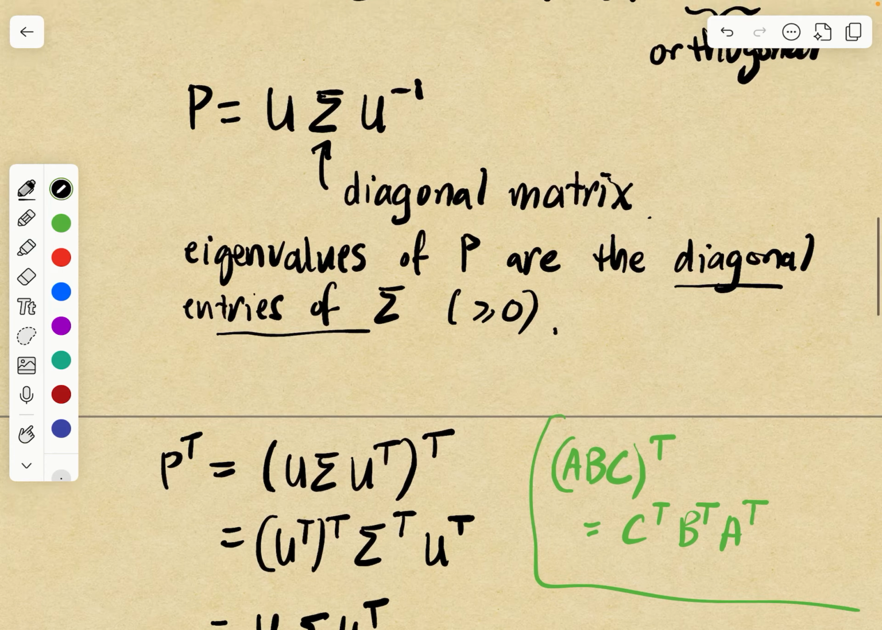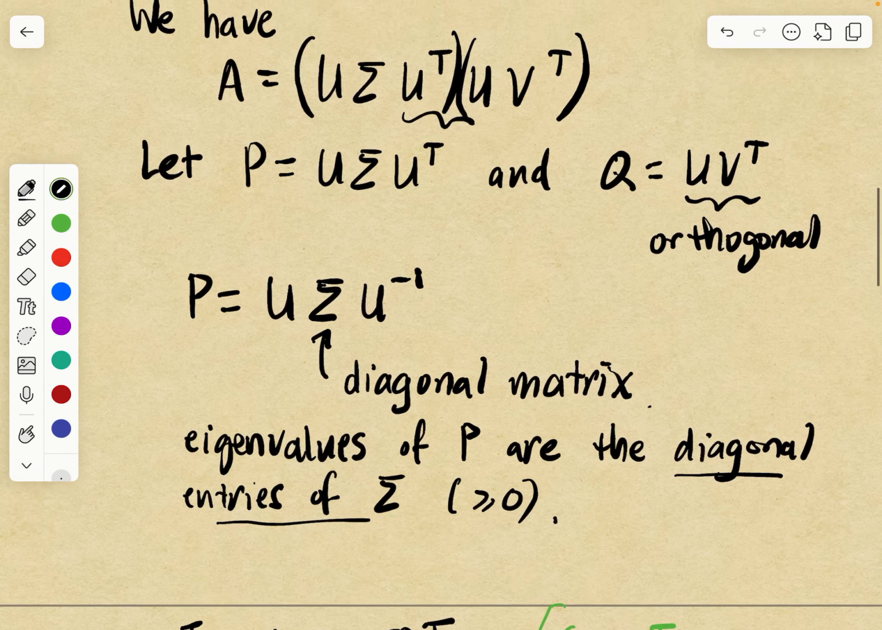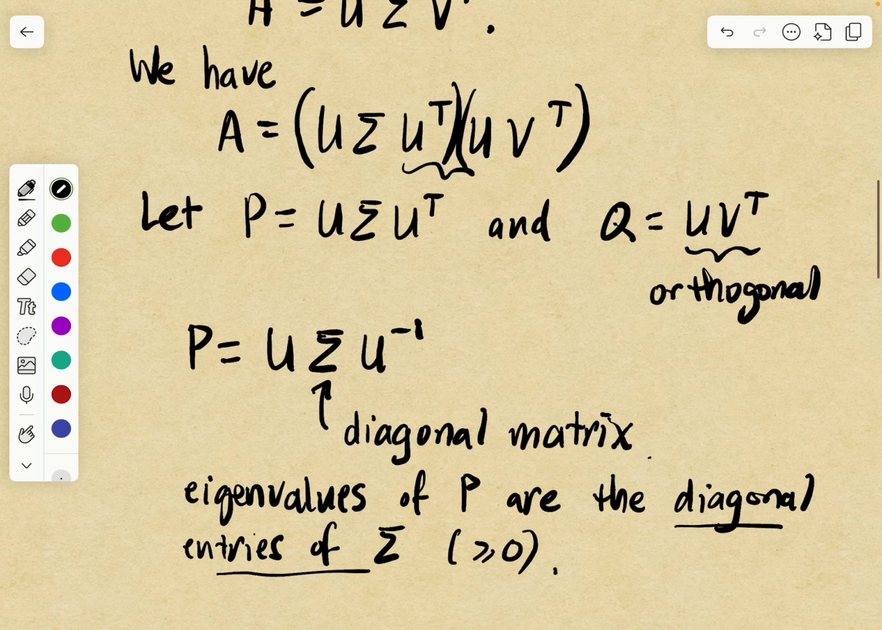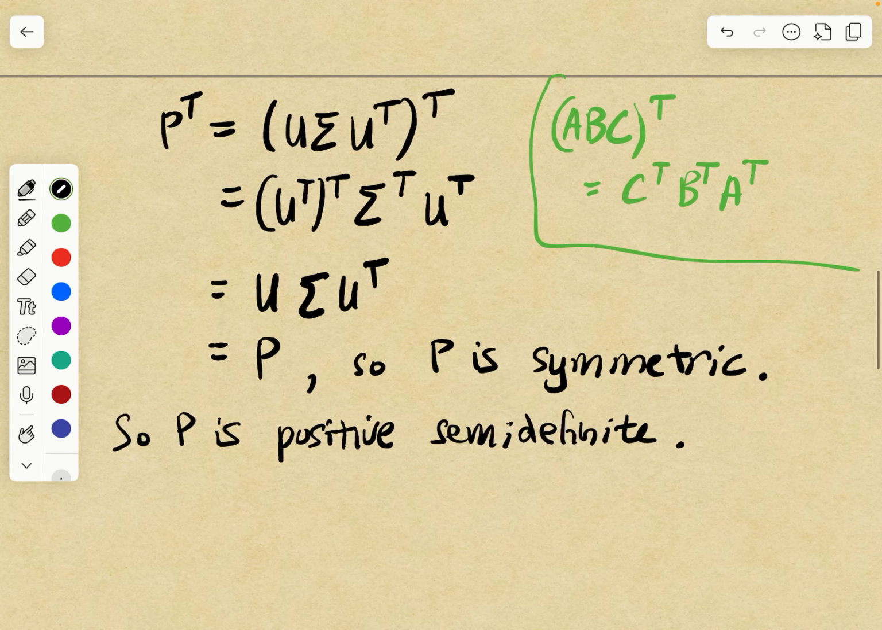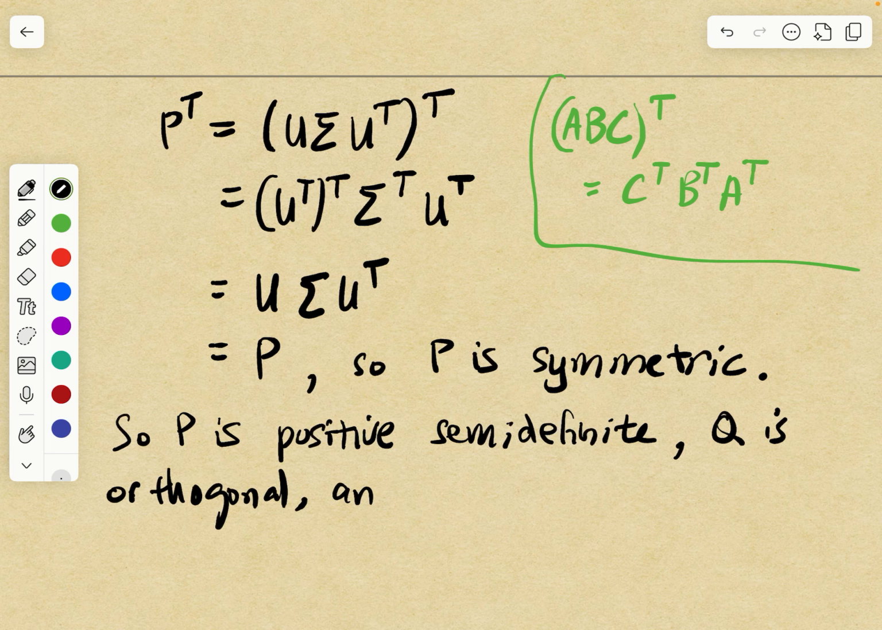So P is positive semi-definite. This is U sigma U transpose. Q is orthogonal. A is equal to P times Q. So Q is orthogonal, that's what we've shown, and A equals P times Q. And that's the proof.